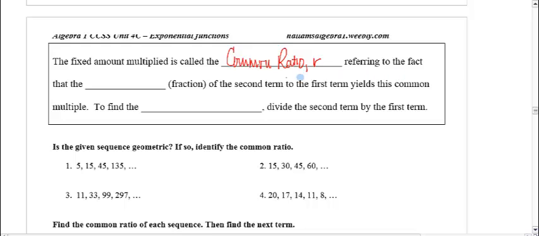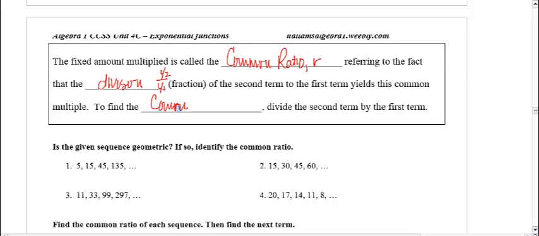This common ratio is referring to the fact that it's the division, again, the fraction of the second term to the first term. So let's write that out just so you can see what that's talking about. It's saying take the second term, divide it by the previous term. And again, we would do that down the sequence, if this is a common multiple. So to find the common ratio, we're going to do that.